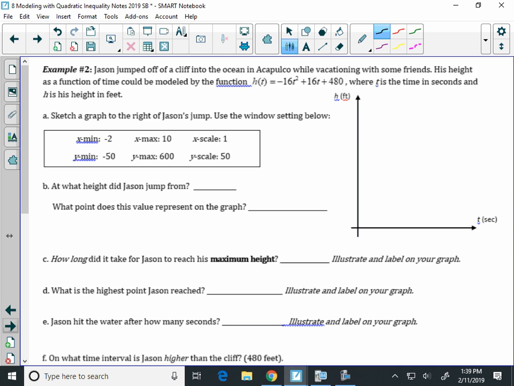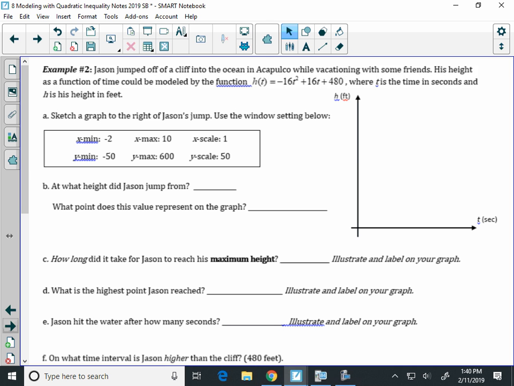All right, next problem. This is probably the last one we'll get through today. Since Jason jumped off a cliff in Acapulco, do you guys know where Acapulco is? Yeah. Where? Like cliff jumping. It's like people do that on vacation. Like jump off a cliff into the ocean. It's not a morbid problem. He's on vacation.